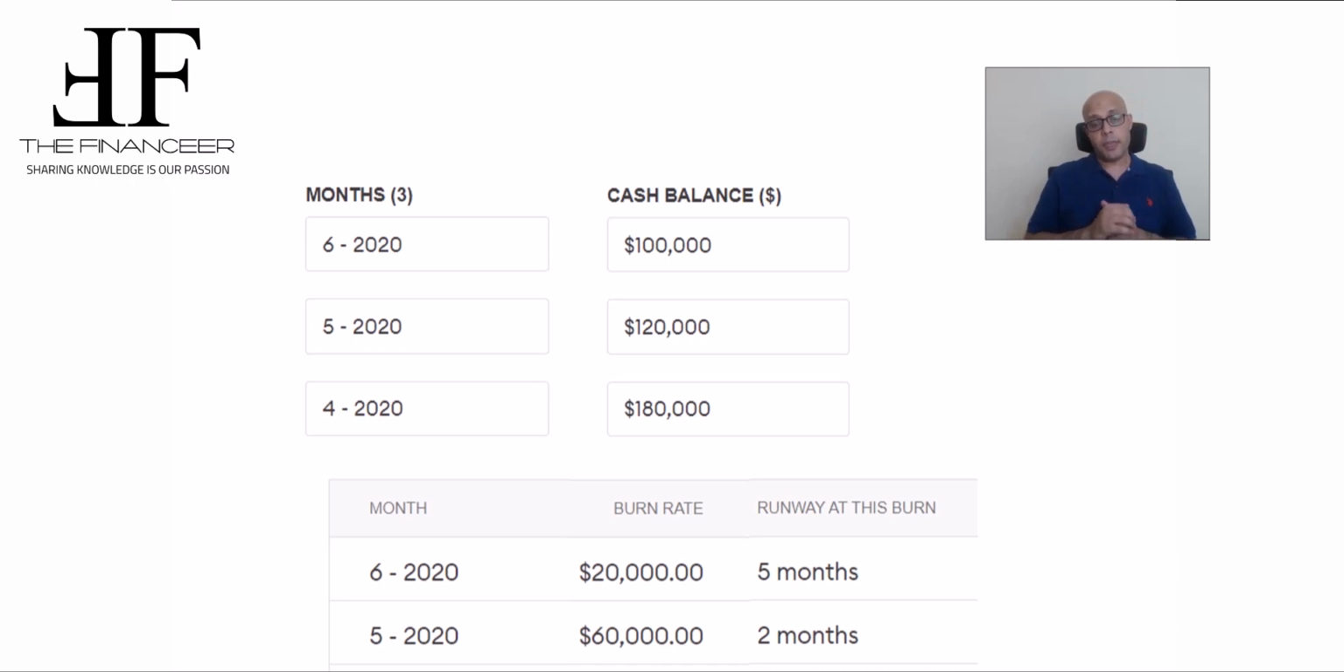Let's do the same calculation for June. In June, you had a cash balance of $100,000, and the burn rate in June is $20,000. So simply by dividing 100,000 by 20,000, the result will be 5 months time left before running out of cash. And again, it is clear that the company runaway rate started to improve from 2 months to 5 months.